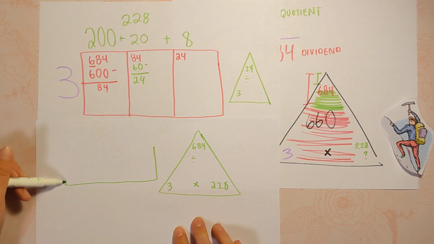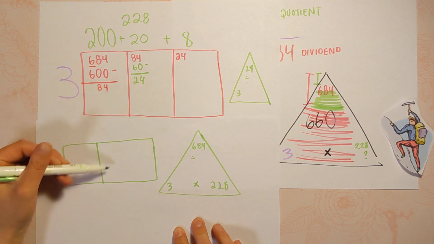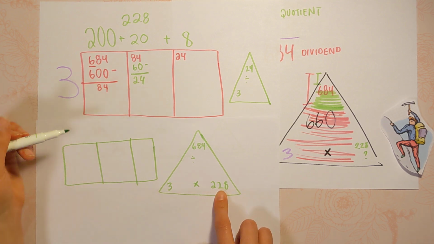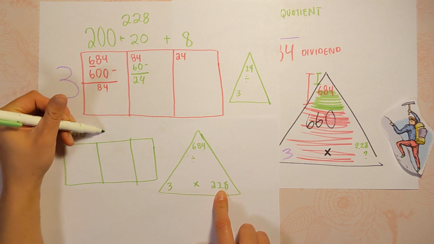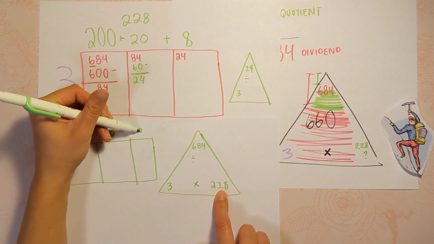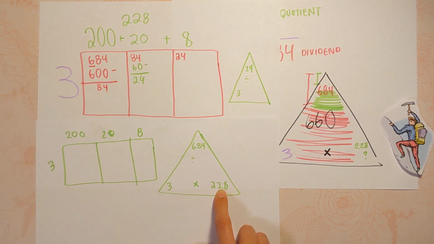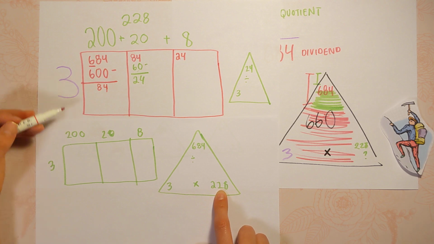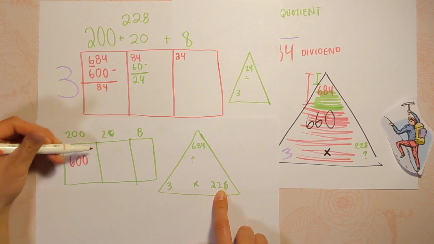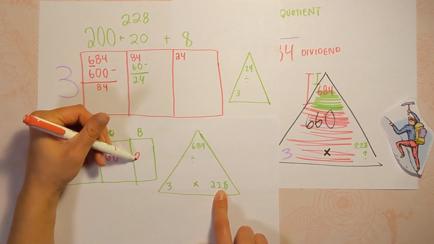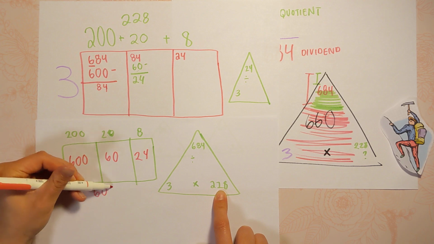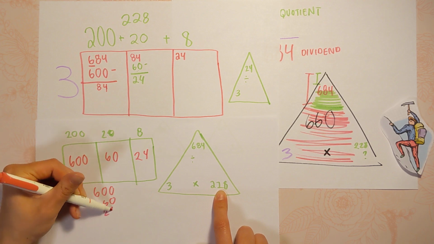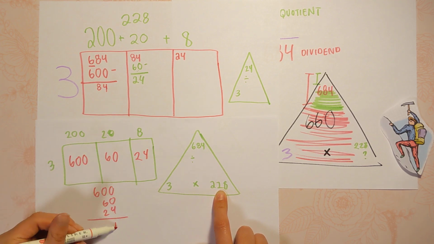So if you do that area model again, the way we learned with multiplication, we're saying 228 times 3 equals 684. 3 times 200 is 600. 3 times 20 is 60. 3 times 8 is 24. Add them all together and check that you do get 684.